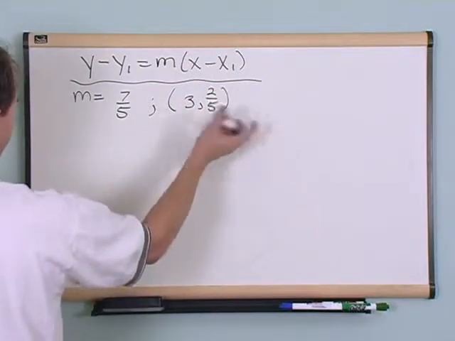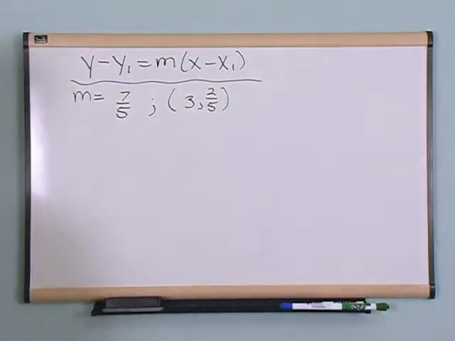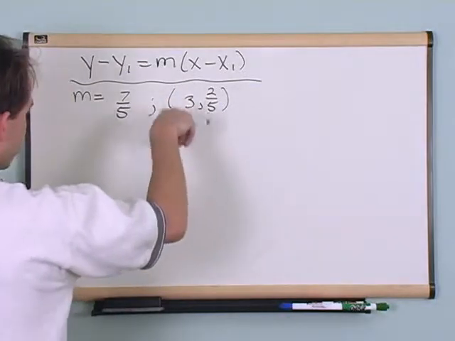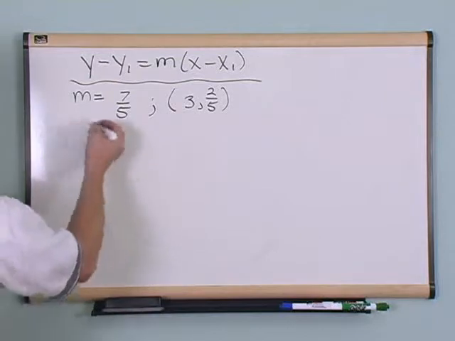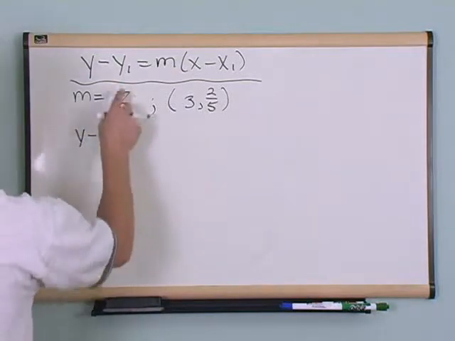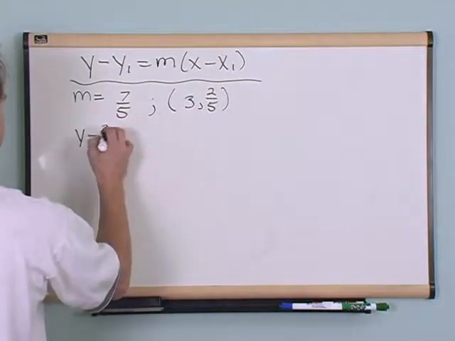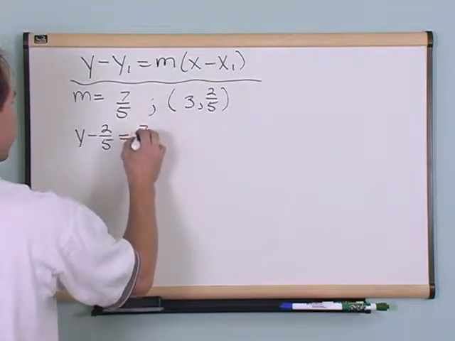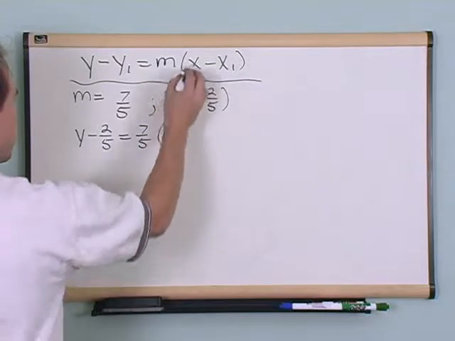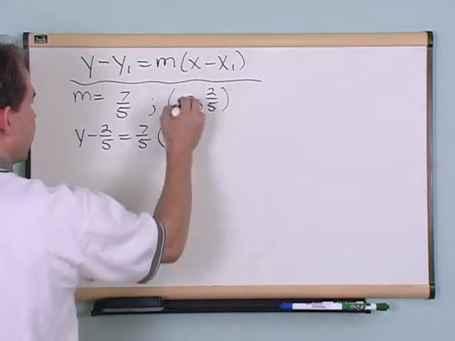And this is just another point. It's just that one of the coordinates is a fraction, so it's not exactly on one of those hatch marks. It's kind of in between two whole numbers. So it's simple. I just go y minus y1, which is 2/5, equals m, which is 7/5, times x minus x1, which is 3.